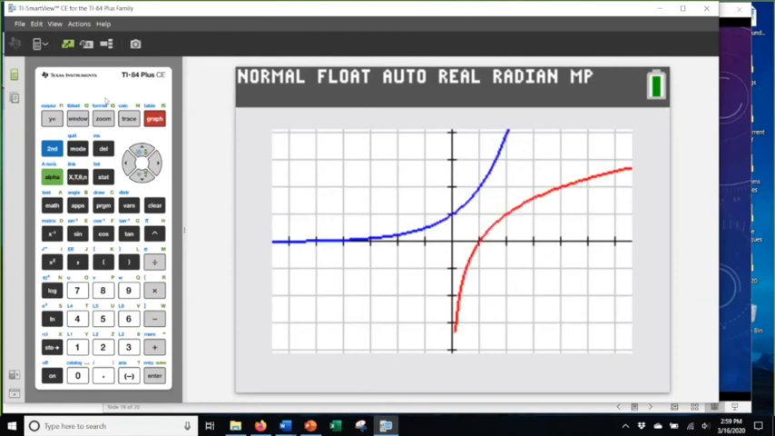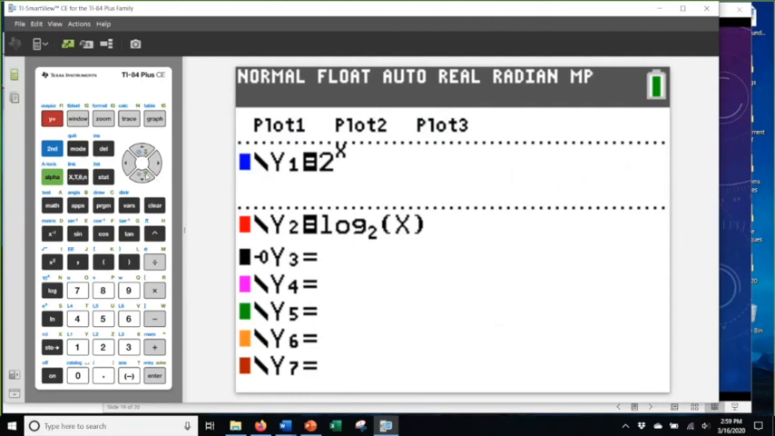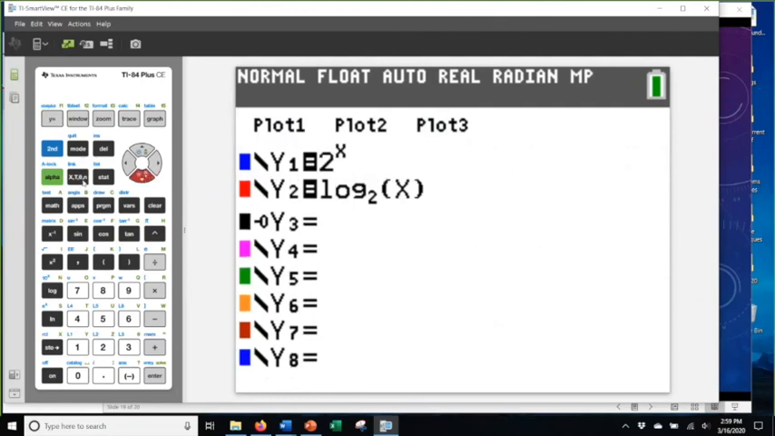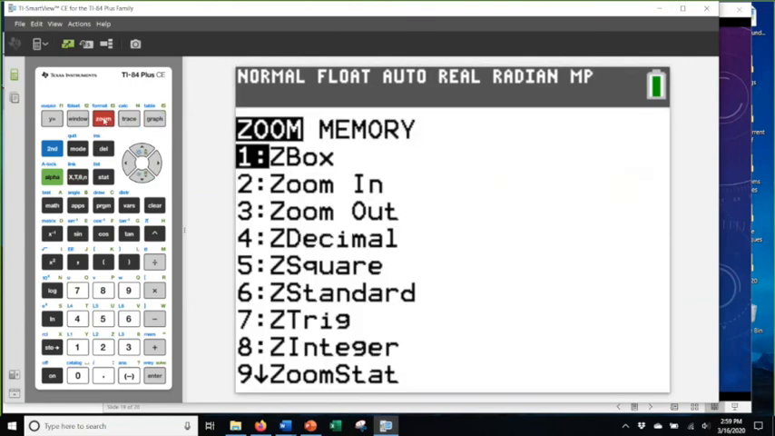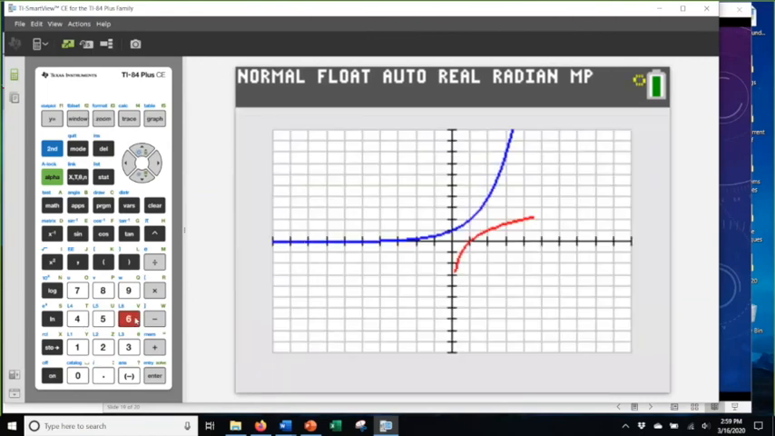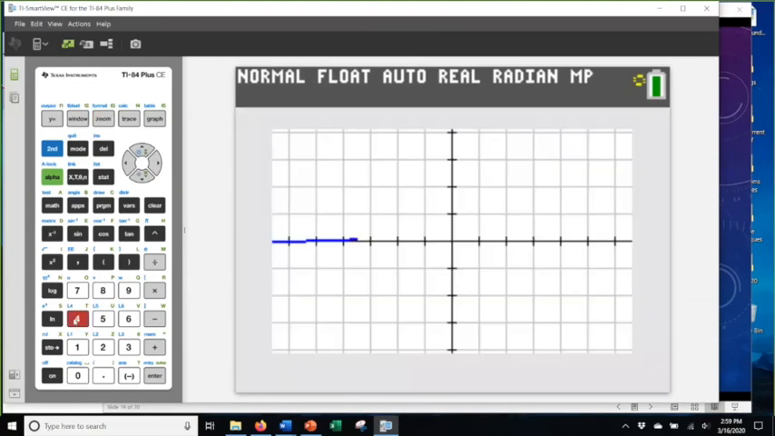There is a line of symmetry, the y equals x line of symmetry. And since we're on our zoom decimal window where the x scaling and the y scaling is equalized, you can actually see that symmetry very nicely. If you were stuck on a standard window, it doesn't quite look as symmetric. So that's why I love the zoom decimal window.